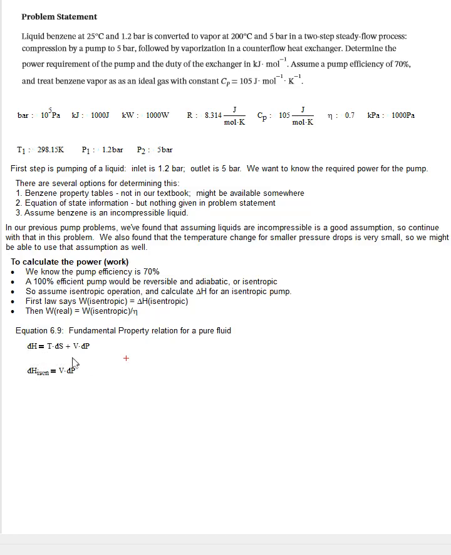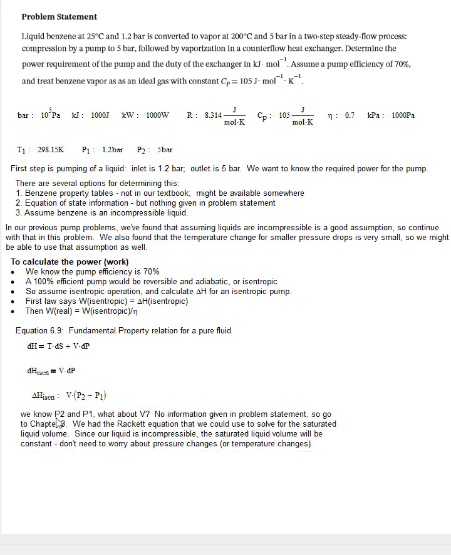If it's isentropic, dS is equal to 0. So this term goes away, and we're left with dH is equal to V dP. We're assuming an incompressible fluid, so volume is constant, and so this is a very simple integration. Delta H for an isentropic process is equal to V times delta P. So that's pretty easy, pretty straightforward.